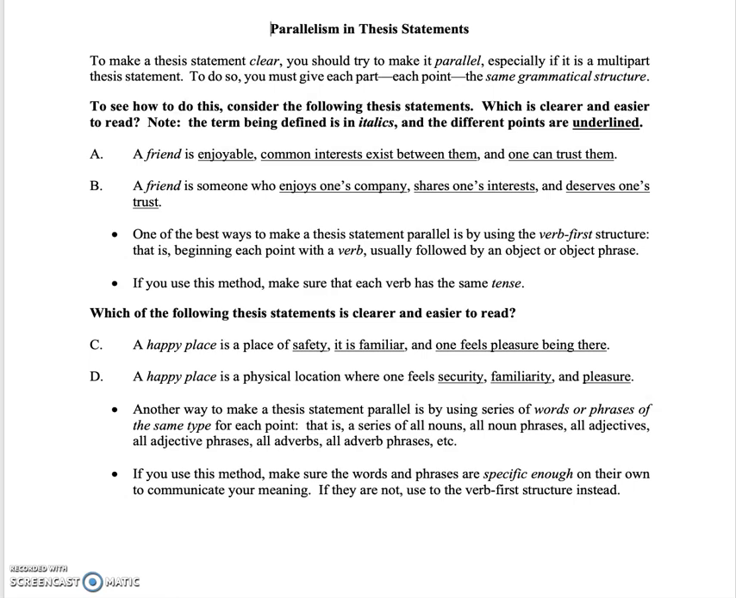In this video, we're going to discuss how to make your thesis statements more parallel. And that's very important because making a thesis more parallel makes it much easier to read and understand. And that's especially true if you have a multi-part thesis. You want each part to be parallel, to have the same grammatical structure. And if you are giving multiple reasons, you also want those reasons to be parallel and have the same grammatical structure. So let's start by looking at the first two thesis statements here.